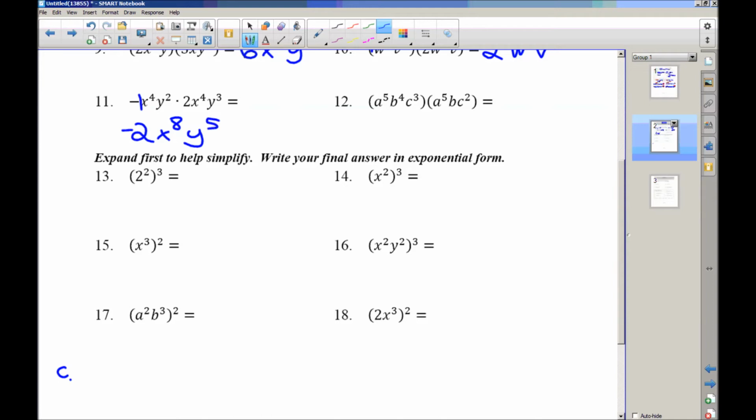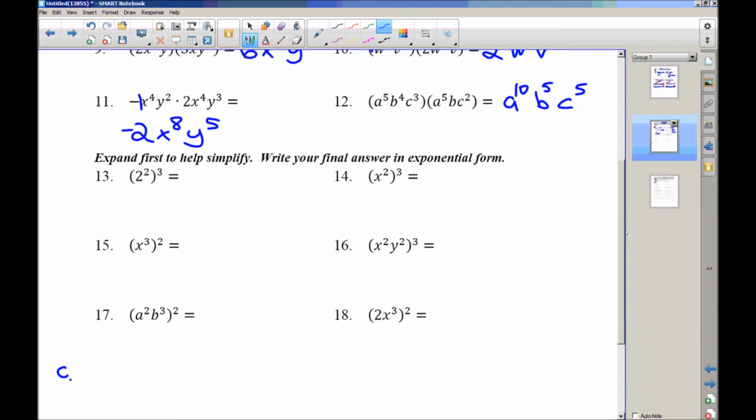All right, number 12, our last one here. We have A, we have B, and we have C. The coefficients are both 1, so we just leave a 1 coefficient. The bases are A, B, and C, and the exponents on the A are 5 and 5, so add them together for 10. The exponents on the B are 4 and 1, so add them together for 5. And the exponents on the C's are 3 and 2, so add those together for 5. All right. So that finishes up the product rule.